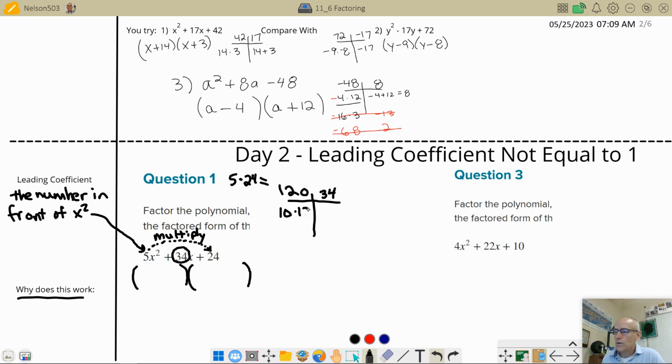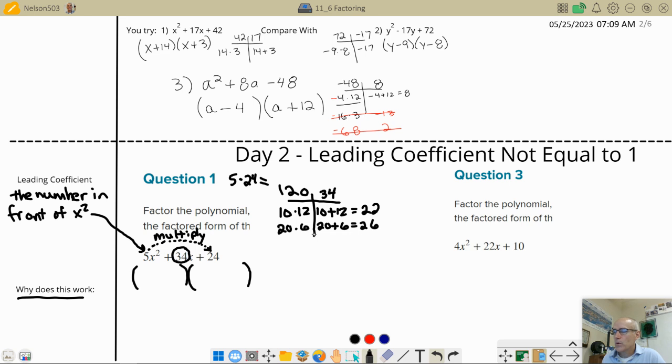10 times 12 is definitely 120, right? But when I take 10 plus 12, I get 22 when I add those together. Nah, that's not right. I need 34. So let's try... Oh, hey, I got it. How about 20 times 6? 20 times 6. Well, I add them together, 20 plus 6, that gives me 26.